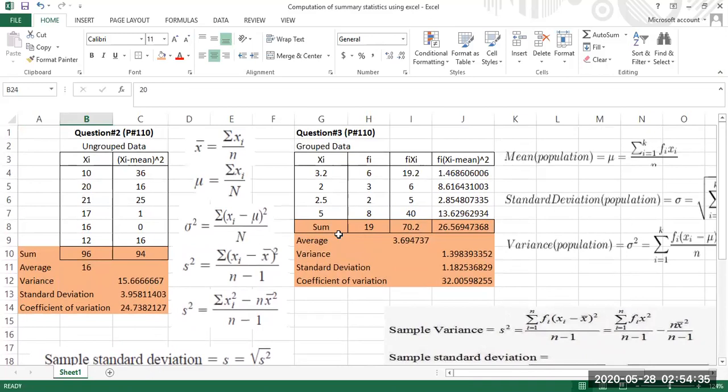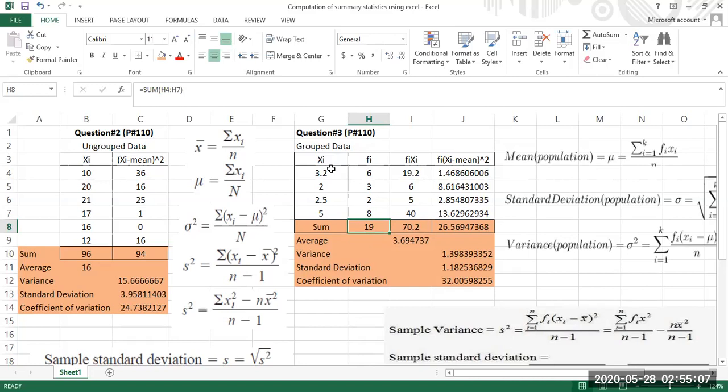Similarly, with a grouped data set, as I've told you before, the difference between grouped and ungrouped is the frequencies. So you have to consider the frequencies here. This observation is 6 times. So the formula demands that we multiply the frequencies with x, sum it up, and divide by the number of observations. I've multiplied the frequencies with x's here and summed it up. So 70.2 is my numerator, and the number of observations that we have is 19.